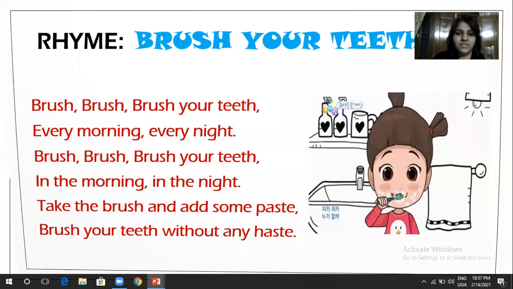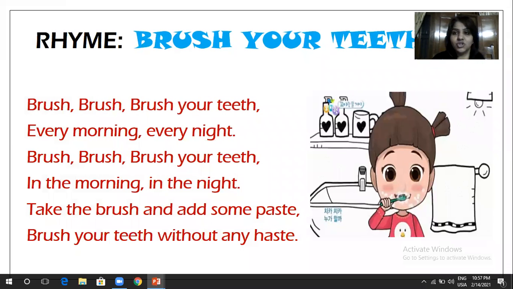Great. The title of my poem is Brush Your Teeth. Brush, brush, brush your teeth. Happy morning, every night. Brush, brush, brush your teeth. In the morning, in the night. Take the brush and add some paste. Brush your teeth without any haste.